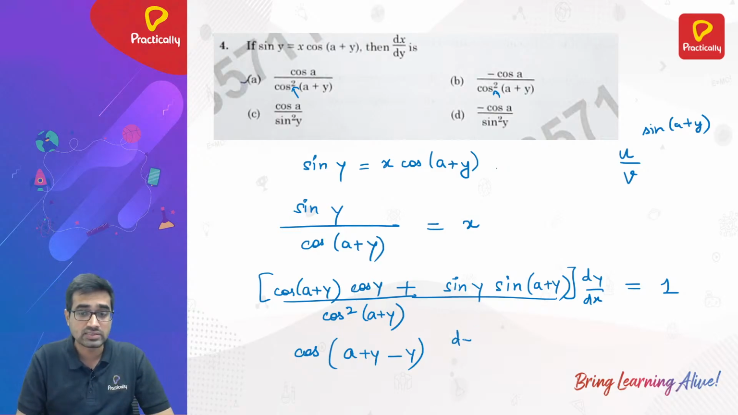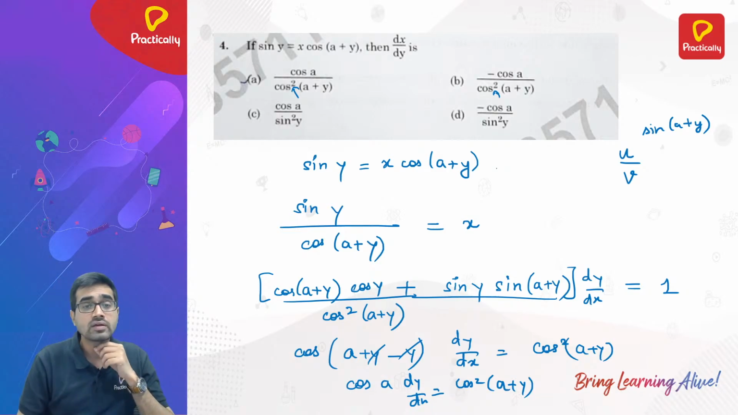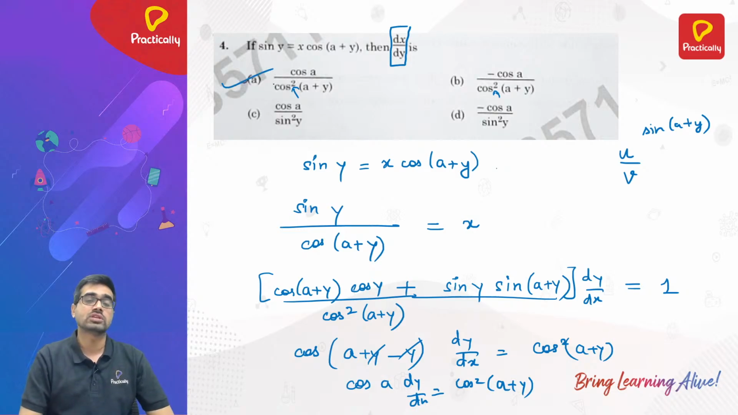So now you get the denominator cos square (a plus y). Now you see this is gone, so you are getting cos a times dy by dx is equal to cos square (a plus y). Remember, they are asking you dx by dy. So you can write dx by dy as cos a by cos square (a plus y). So this becomes the correct answer.